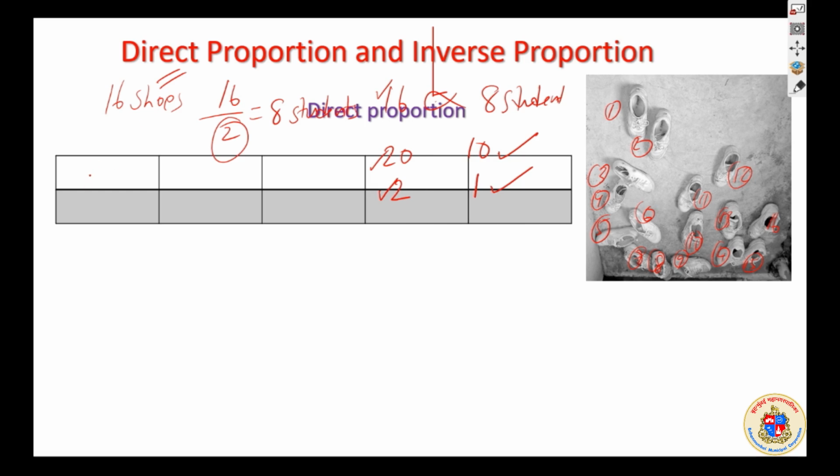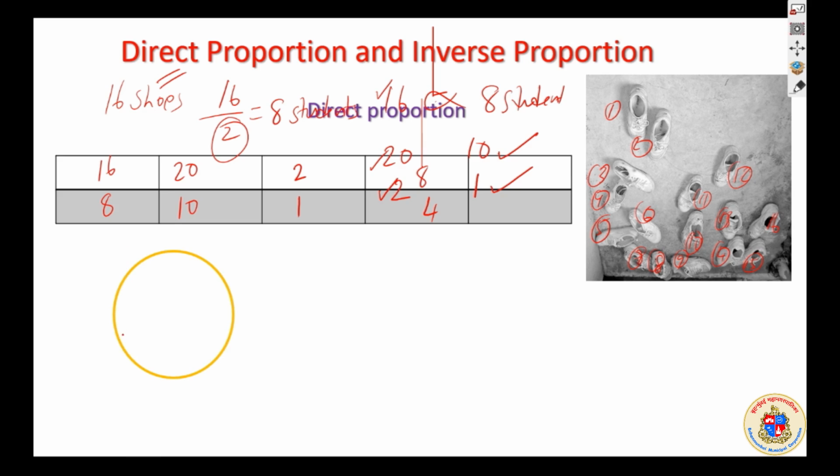If I put it in a table like this: 16 shoes, 8 students; 20 shoes, 10 students; 2 shoes, 1 student; 8 shoes, 4 students. So we can see that when one data increases, the other also increases. One decreases, the other also decreases. We call it direct proportion. Let me take another example.